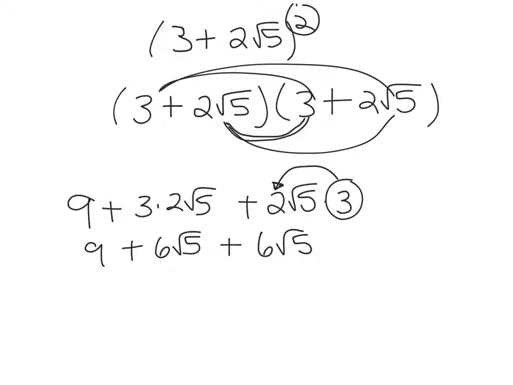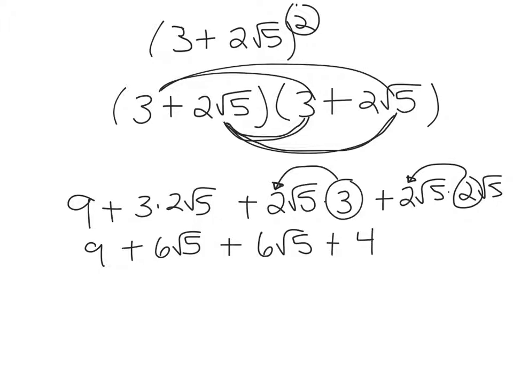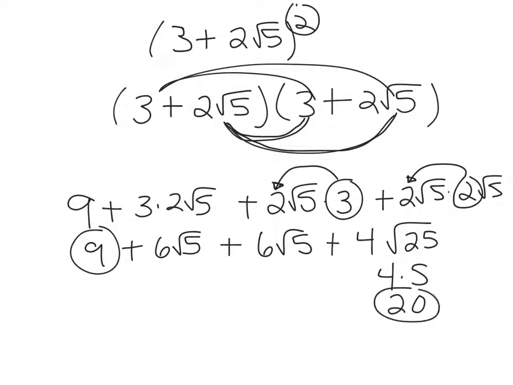And then finally I've got 2 root 5 times another 2 root 5. And I'm going to commute my 2 out to get multiplied by that 2, so I've got 4. And then square root of 5 times square root of 5 is square root of 25, which is just 5. So that would be 4 times 5, which is 20. So I've got 9 and 20. I'm going to add like terms, so I've got 29. And then I have 6 roots of 5 plus 6 more would be 12 roots of 5. And that's done.